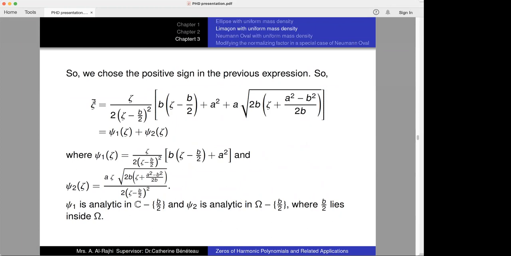So our zeta bar will be written in this form, where psi 1 of zeta equals this, and psi 2 of zeta equals this. As you notice here, we will have both at b over 2. So psi 1 is analytic in C except at this point, and psi 2 will be analytic in omega, except at b over 2, which lies inside the domain.